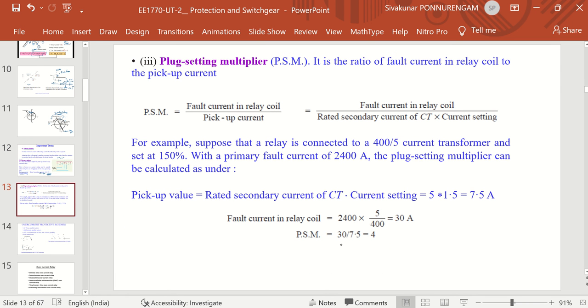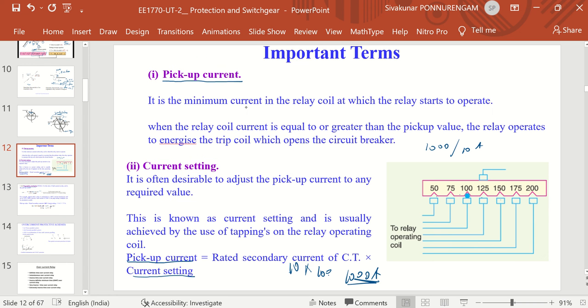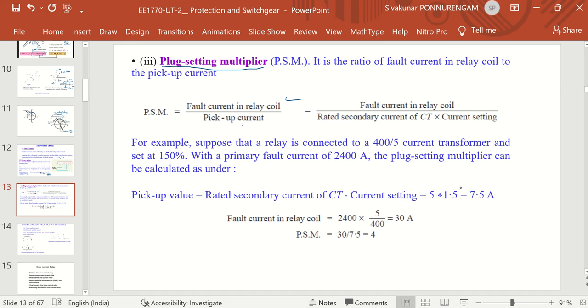The next one is the plug setting multiplier, PSM, which is normally the fault current in the relay coil divided by the pickup current. How are we going to get the pickup current? Pickup current is equal to the rated secondary current of the CT, 10, into the current setting. That is the rated secondary current and current ratio.